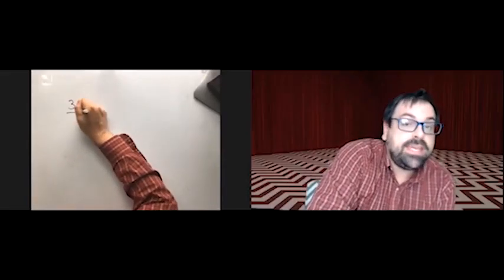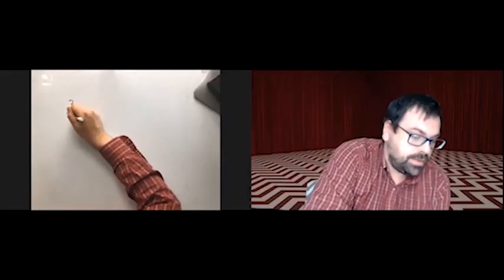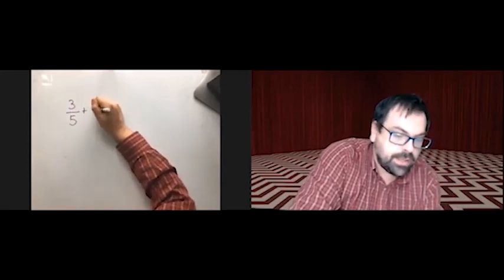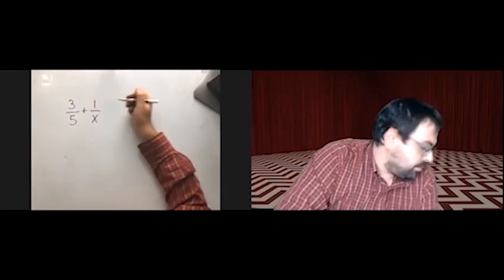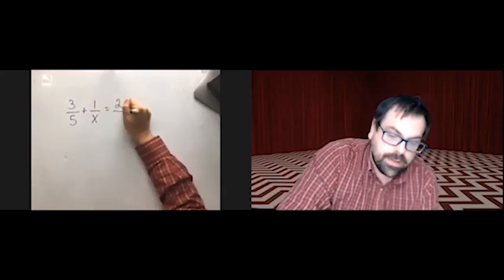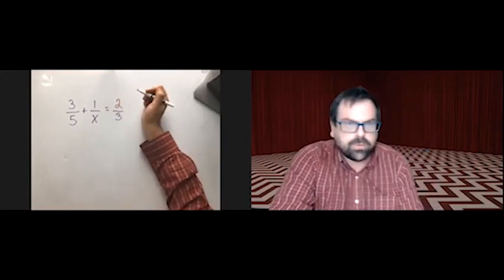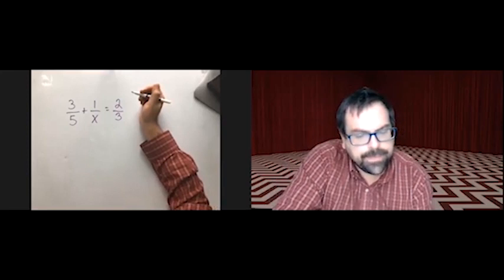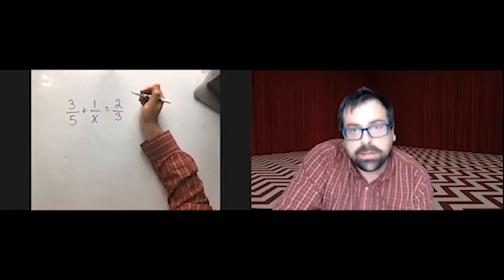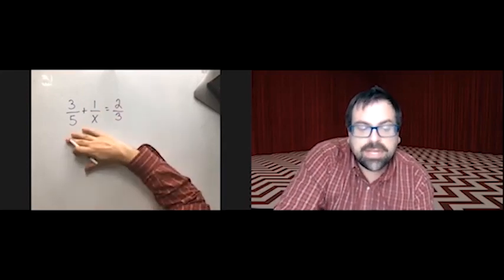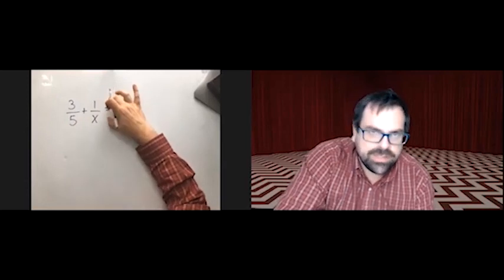Let's say we had the equation 3/5 plus 1 over x equals 2/3. Well, it's time to look at how we would solve rational equations.